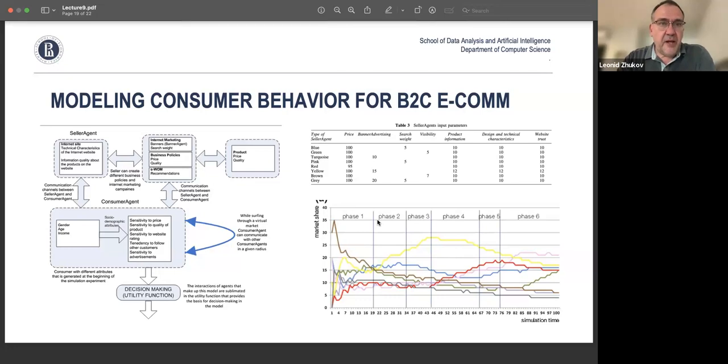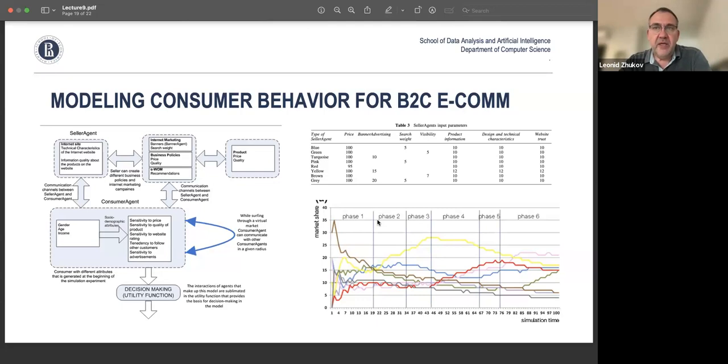some demographic characteristics. Then there is a manufacturer. Then there is a seller agent, which determines the price and the site. And then there is a marketing agent that determines the marketing. And so a consumer agent can be affected by the marketing. But what's more interesting is that a consumer can be affected a lot by other consumers, seeing that other people are buying it. And so the behavior of every agent will depend on the behavior of other agents.